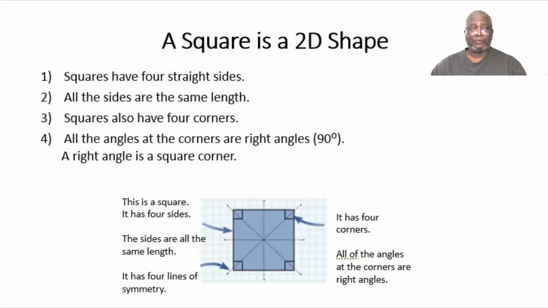Also, and very important, because it's a topic we've just dealt with, it has 4 lines of symmetry. You remember symmetry? Right, so you've got a vertical line, a horizontal line, a diagonal line from top left to bottom right, and then another diagonal line of symmetry from top right to bottom left. So you see all the properties of a square, how dynamic it is.